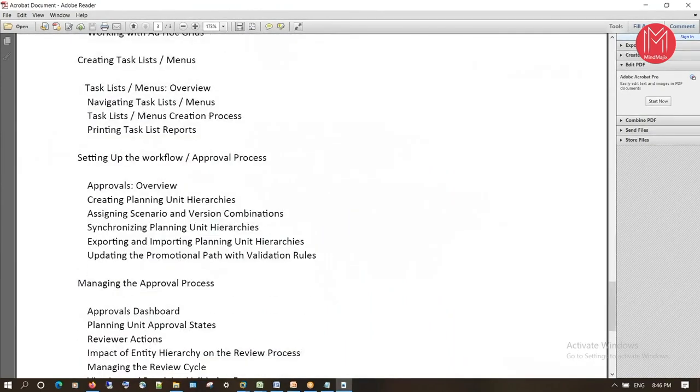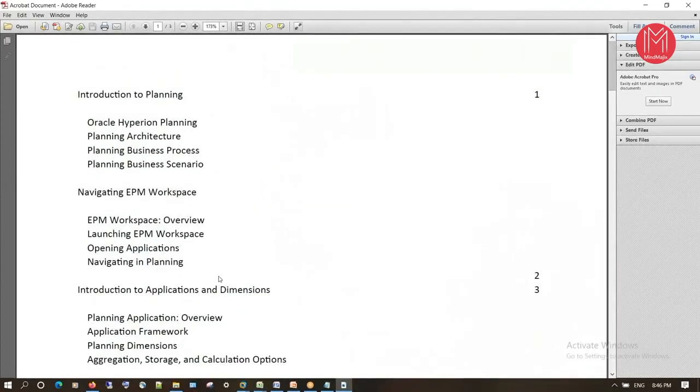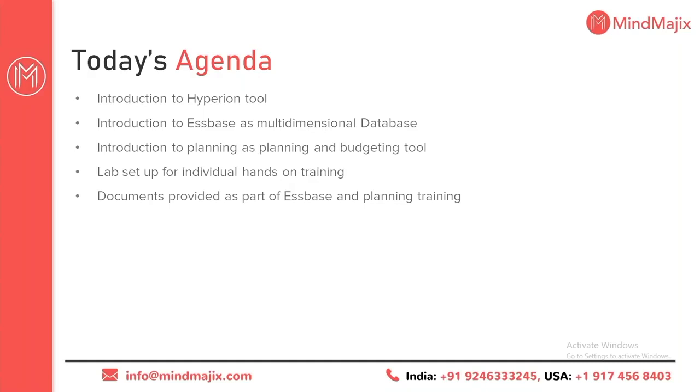So this is all about the syllabus copies; we have just introduced them. Today's agenda is an introduction to the Hyperion tool, what it is, and an introduction to Hyperion Essbase and Hyperion Planning. Then, as part of the training, what hands-on the trainee will get, what documents the trainee will get, and the project-related material, so they can do their own hands-on and get assistance from MindMajix.